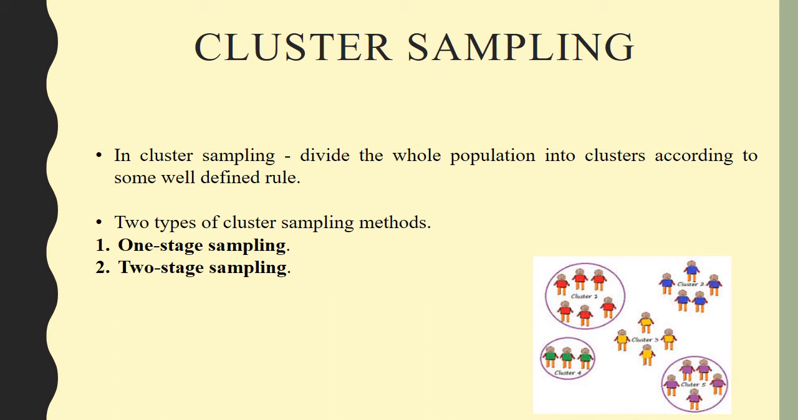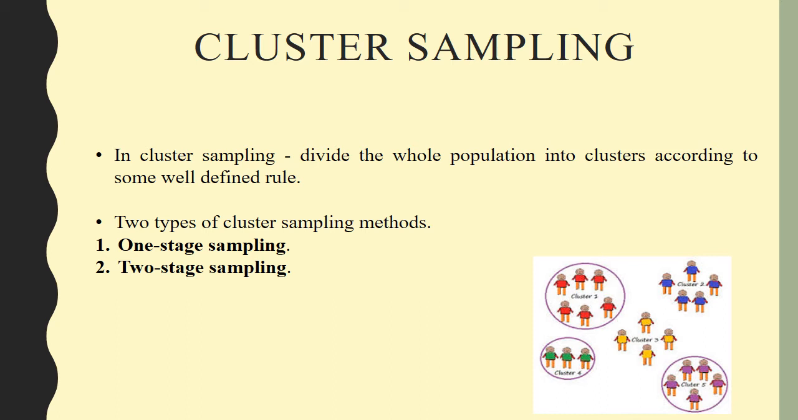Coming to the fourth type of probability sampling, that is cluster sampling. In cluster sampling, we divide the whole population into clusters according to some well-defined rule. So treat the clusters as sampling units. Choose a sample of clusters according to some procedure. Any procedure, it depends upon the researchers what procedure they choose. Then carry out complete enumeration of the selected clusters, that is, collect information on all the sampling units available in selected clusters. The population is divided into clusters of homogeneous units, usually based on geographical contiguity or anything it can be, based on the researcher's comfort.